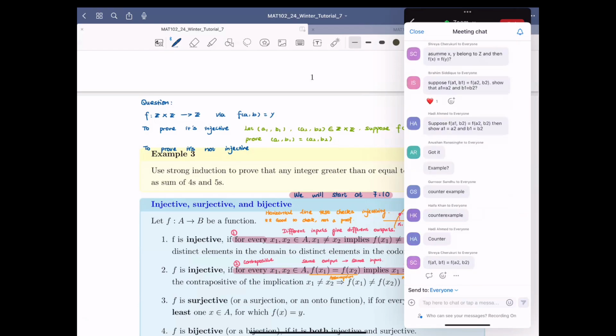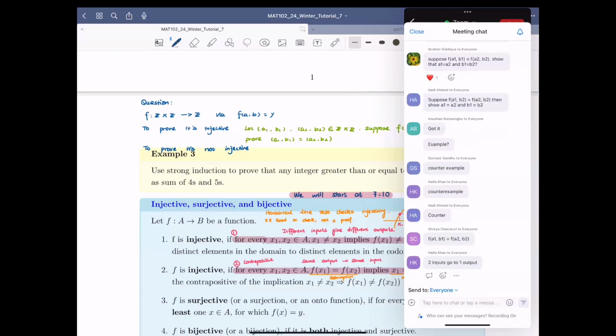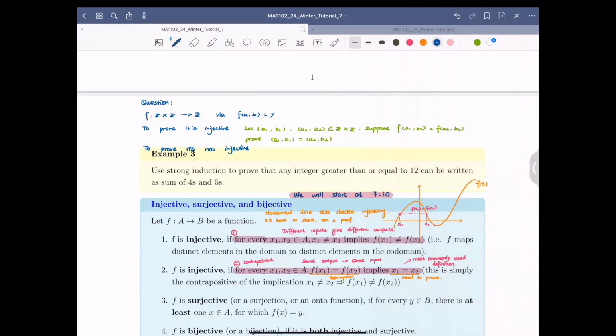Okay, A1, B1 equals A2, B2, and two inputs go to one output. Okay, the idea is correct. But I'm going to write it more specifically in case people don't know what to do. So what you need to do is find A1, B1, A2, B2 in this Cartesian product, and you need them to satisfy A1, B1 does not equal A2, B2, but their output is the same.